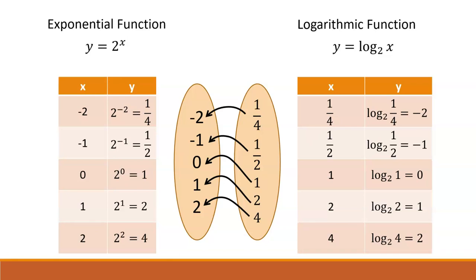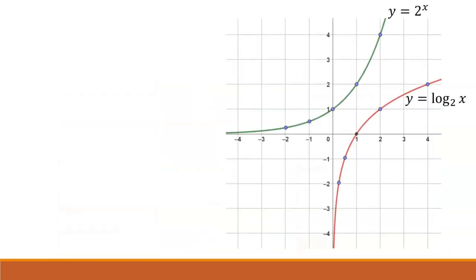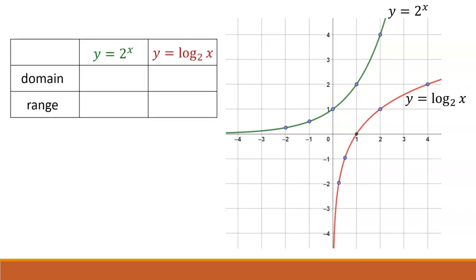Now let's take the ordered pairs for these two functions and see what they look like on a graph. One thing we can notice is that the two functions are reflections of each other across the line y equals x, and that's what we expect to see for inverse functions. We can also see something about the domain and range for each of these functions. For y equals 2 to the x, the domain is all real numbers. We can find points on the graph of y equals 2 to the x that have any x coordinate.